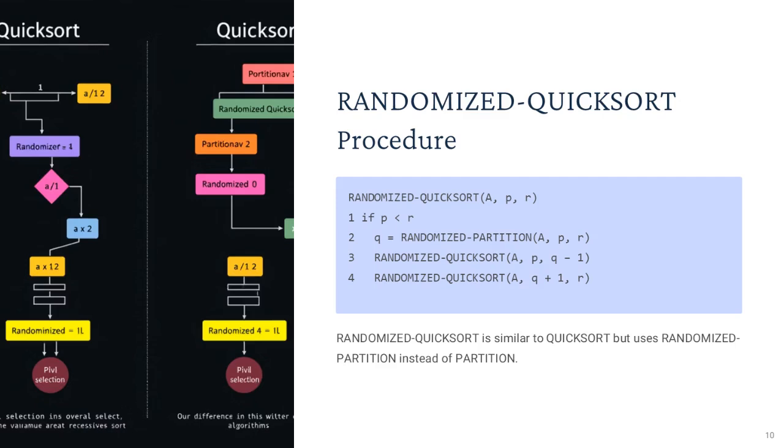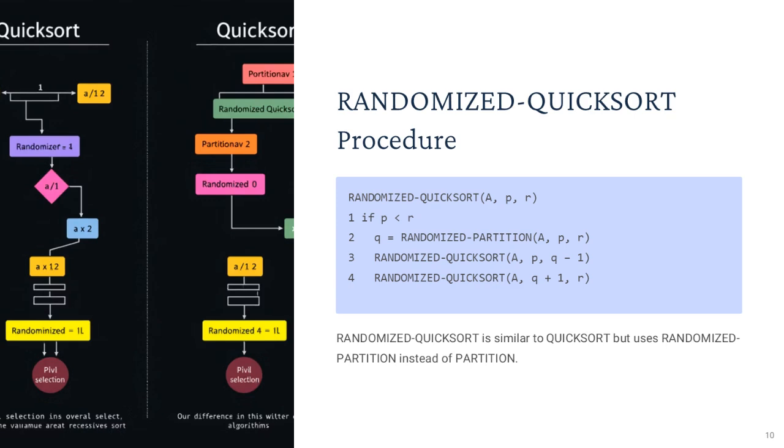Randomized Quicksort is an enhanced version of the standard Quicksort algorithm, leveraging the benefits of randomization to achieve consistently good performance. The procedure closely mirrors the original Quicksort logic, with the key difference being the use of randomized partition instead of the standard partition. By incorporating random pivot selection, randomized Quicksort ensures that the likelihood of balanced partitions remains high across all input types. This randomized approach is particularly effective in scenarios where the input may exhibit patterns that lead to worst-case behavior in standard Quicksort.